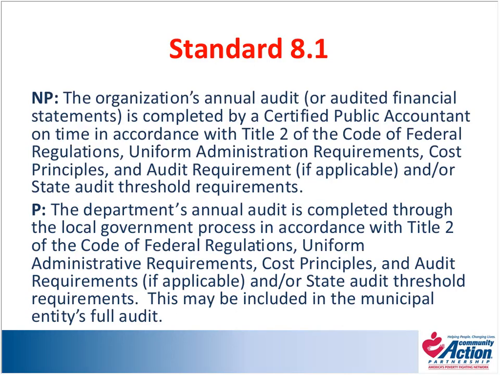Right, for standard 8.1 on the screen, you have the standards both for nonprofit agencies and also for public agencies. And we'll talk a little bit about the differences between those as we go through each standard. So for standard 8.1, it reads: the organization's annual audit or audited financial statements is completed by a certified public accountant on time in accordance with Title II of the Code of Federal Regulations, uniform administration requirements, cost principles, and audit requirements, if applicable, and/or state audit threshold requirements. So there's a lot to unpack in that standard.